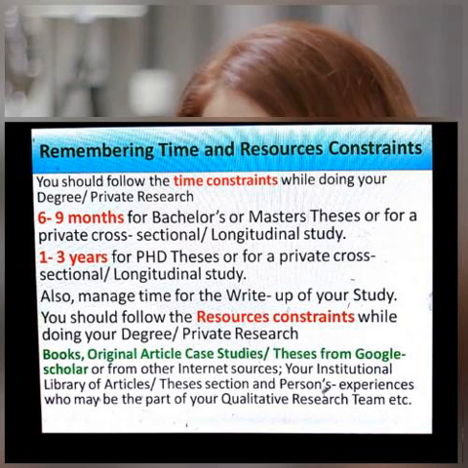So this slide reads that you should follow the time constraints while doing your degree or private research. That is 6 to 9 months for a bachelor or master thesis, or for a private cross-sectional or longitudinal study, and 1 to 3 years for a PhD thesis or a private cross-sectional or longitudinal study. Also, manage time for the write-up of your study. You should follow the resource constraints while doing your degree and private research.